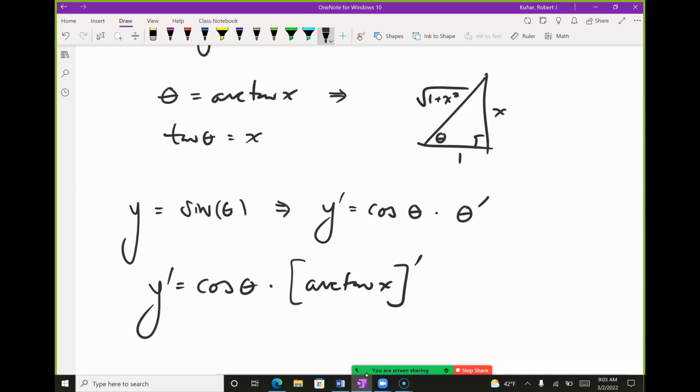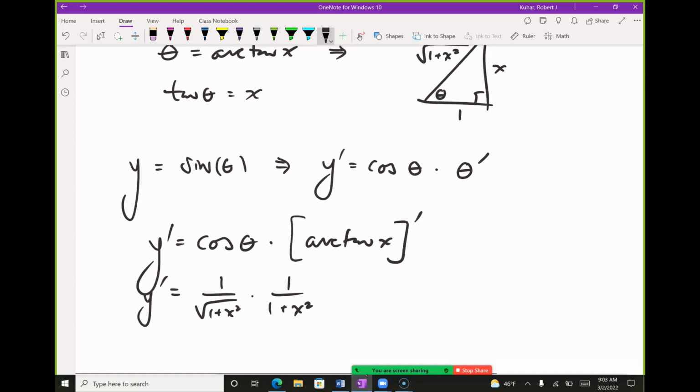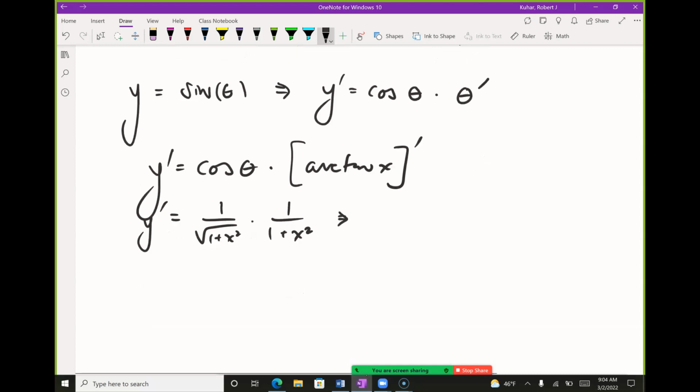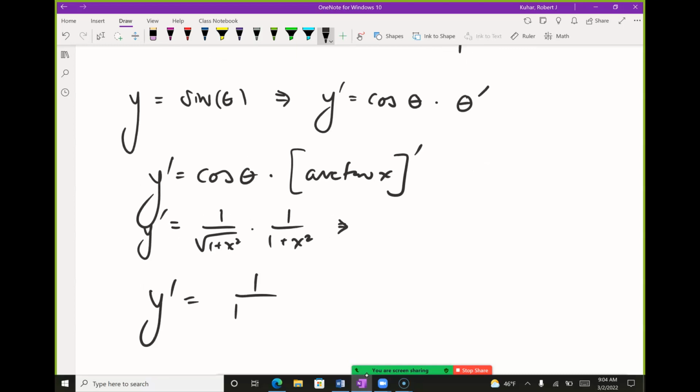Well, that I have memorized, and I get the cosine from the triangle. So what is my cosine piece from the triangle? One over square root 1 plus x squared. Nice. And then what is my arctan derivative? 1 over 1 plus x squared. And then I see I have the same denominator, but one is to a half power, one is to a whole power. So I get final answer, right? Y prime is 1 over 1 plus x squared to the 3 halves.